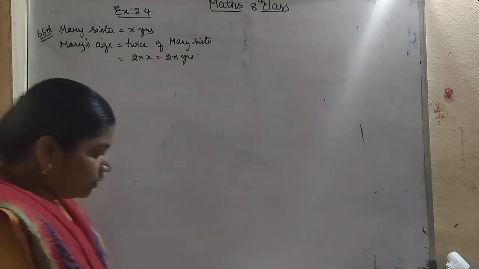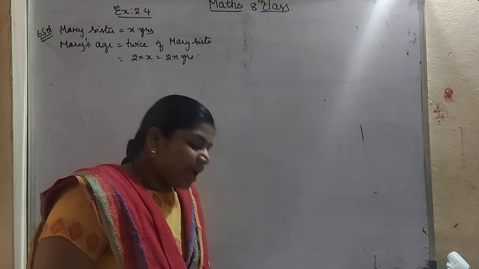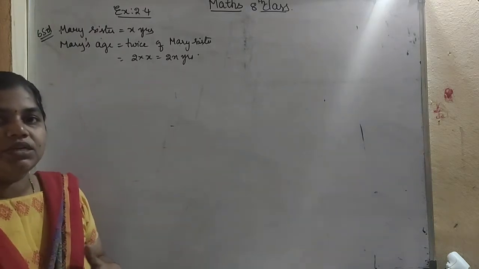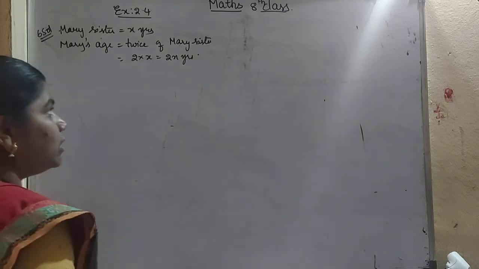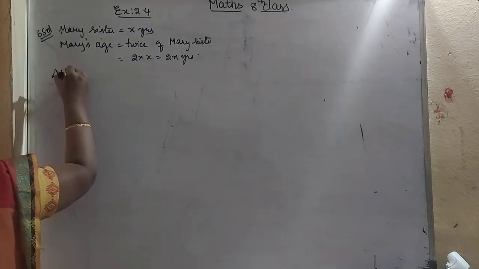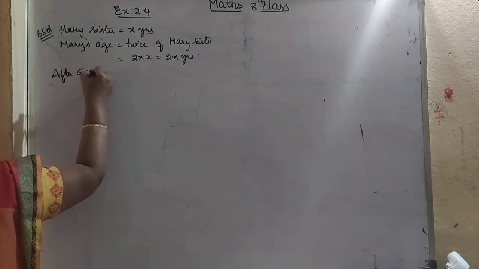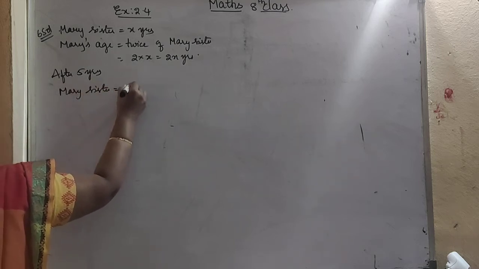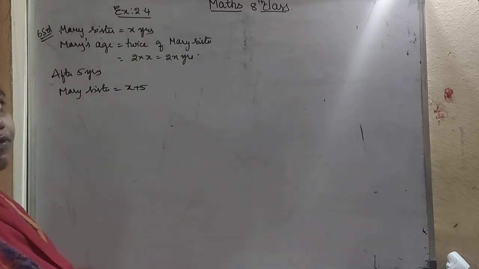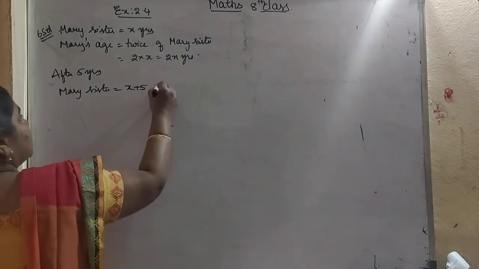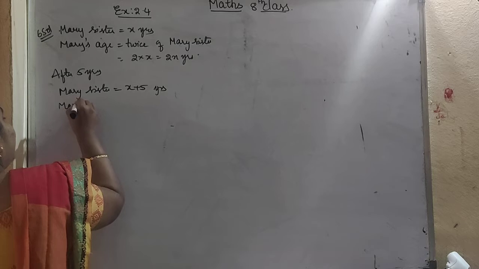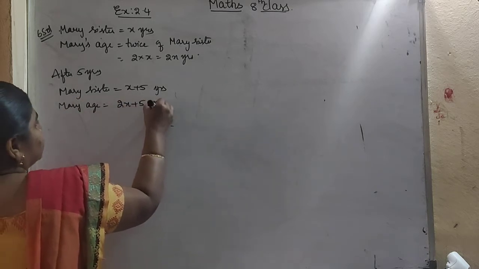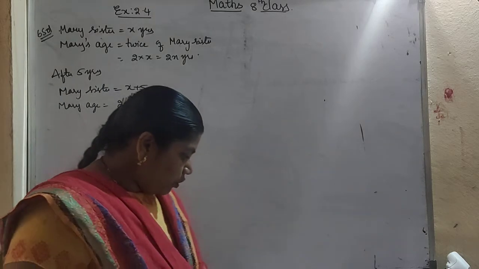Now they are talking about after 5 years. What is 5 years of time? After 5 years, what is their age, we have to find. So after 5 years, Mary's sister's age will be x plus 5, because we are calculating for after 5 years. And Mary's age will be 2x plus 5 years.